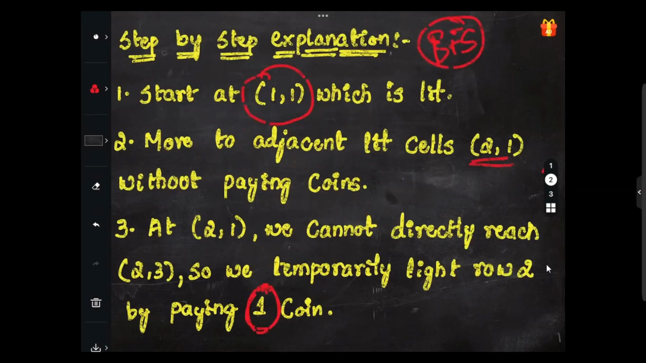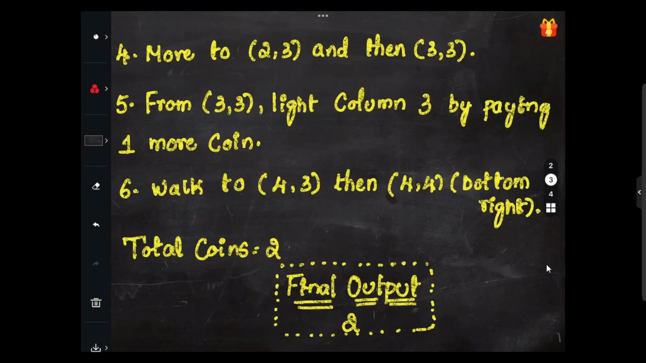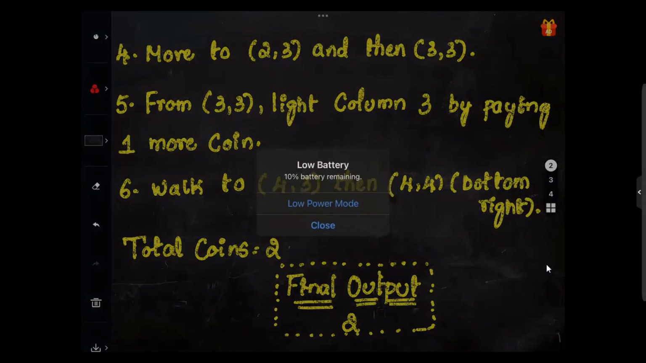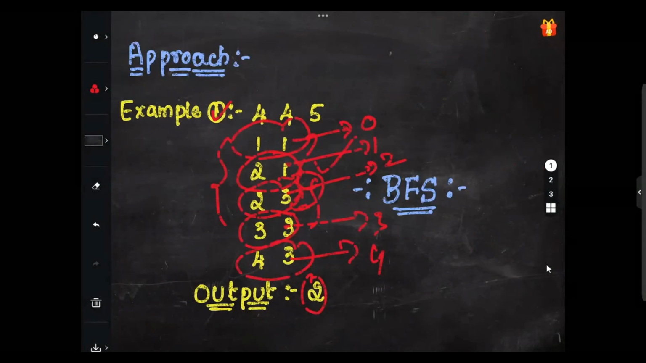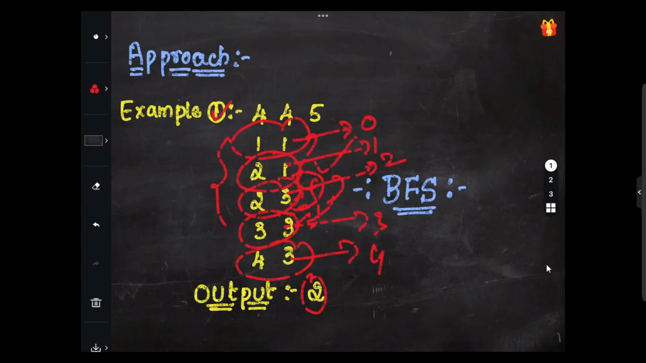So here from 2 comma 1, we cannot directly reach 2 comma 3. So what we do, we temporarily light the row 2 by paying the 1 coin. Next, we'll move to 2 comma 3 and then 3 comma 3, right? So we'll move to 2 comma 3 by paying 1 coin, and then move here by paying 1 coin, right? Then we will move to 3 comma 3.